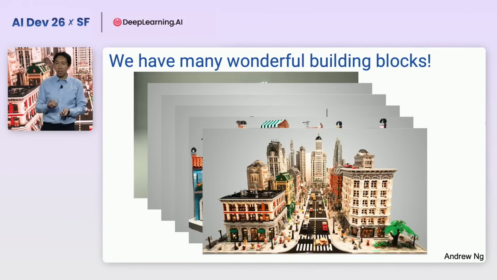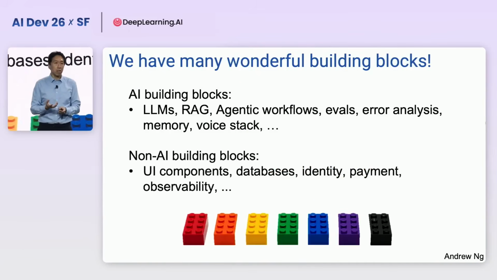Over the last year, the rise of AI coding agents has made it far more effective for all of us to quickly put these building blocks together to create amazingly cool stuff. And this includes both AI building blocks, like large language models you can prompt, RAG, agentic workflows, and many more, as well as non-AI building blocks like UI components, persistence of databases, identity or auth managers, and so on.